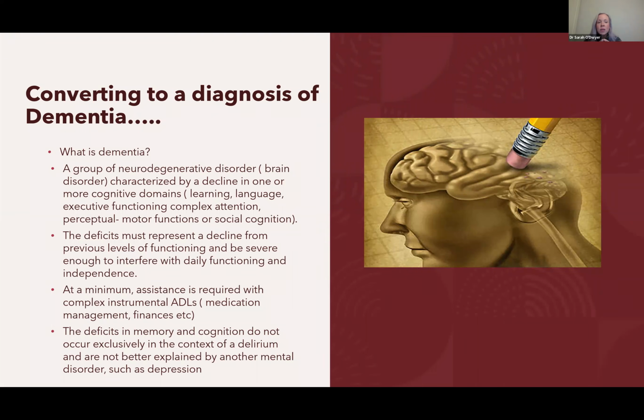So dementia is basically a group of neurodegenerative disorders. And what that means, it's a brain disorder. And neurodegeneration means basically degeneration of your brain. It's basically where the brain begins to shrink and atrophy. And I'll talk about why that happens.